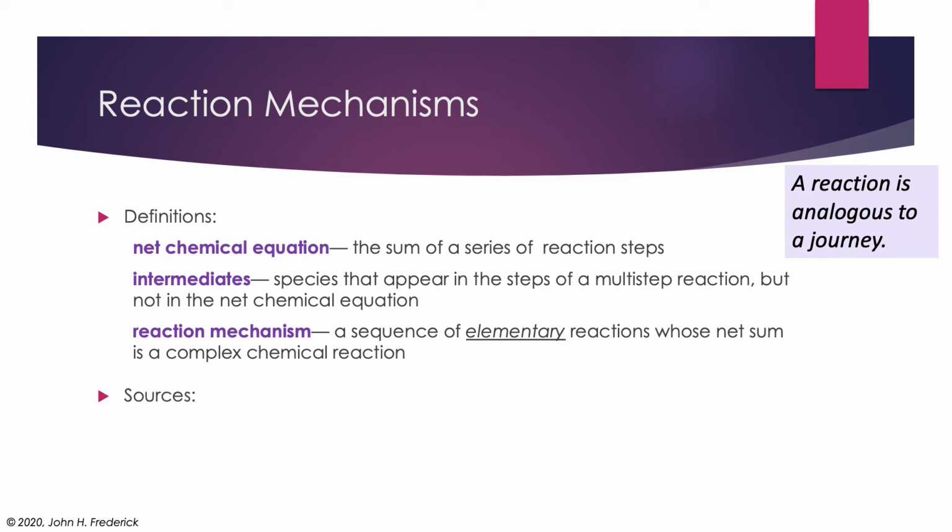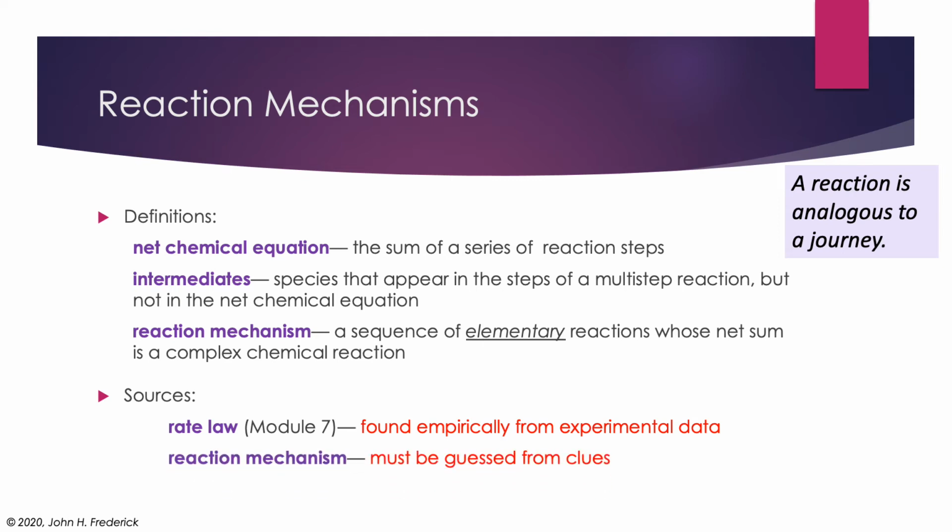Now, for sources of information, we're going to have the rate law, which was the subject of Module 7, and this is something that we find empirically from experimental data. There are some theories that help us to frame rate laws, but mostly we don't know a rate law until we've actually measured something experimentally and tested it against different theories. The reaction mechanism, though, is something that we can only guess at, and we usually guess at it from clues. We can then retroactively take a mechanism and test it against a rate law that we may have measured experimentally. But there's very little way we have of predicting in advance what a mechanism might be.